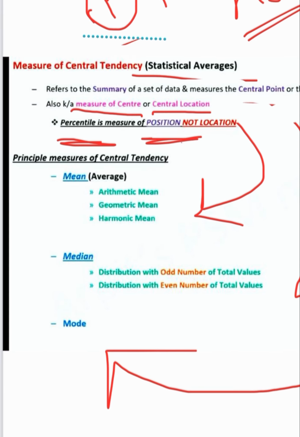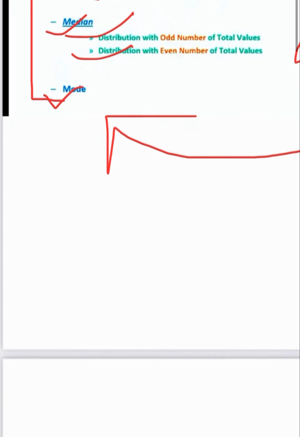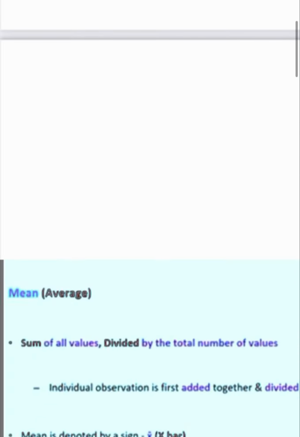Next, principal measures of central tendency. There are three measures of central tendency, that is mean, median and mode. In mean there is arithmetic mean, geometric mean and harmonic mean. In median, two types of data are given, that is odd number and even number. We can calculate both, and then is mode.